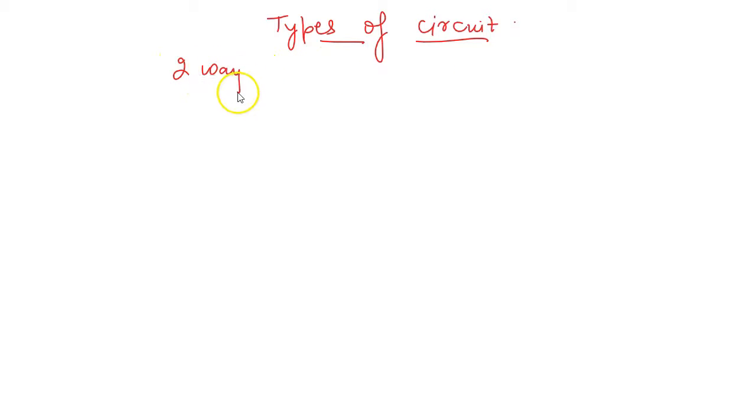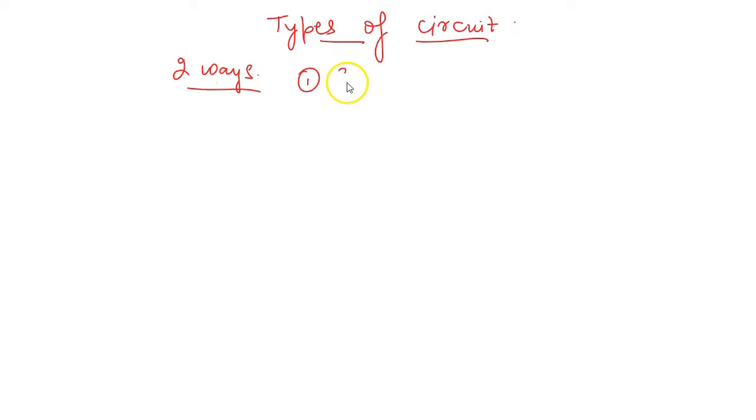Okay, hi everyone. So today we are going to go through the types of circuit in this lecture. So we are talking about the types of electrical circuits. In this we are going to discuss the ways in which resistors could be connected. So we have two ways in which resistors can be connected to each other.